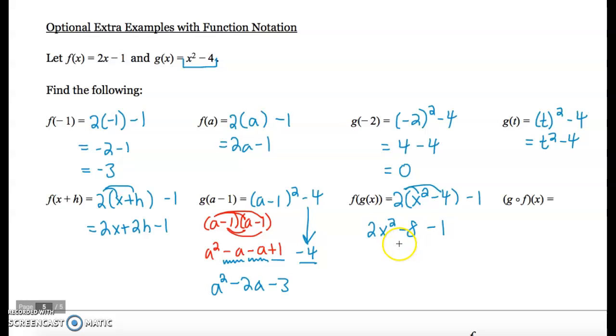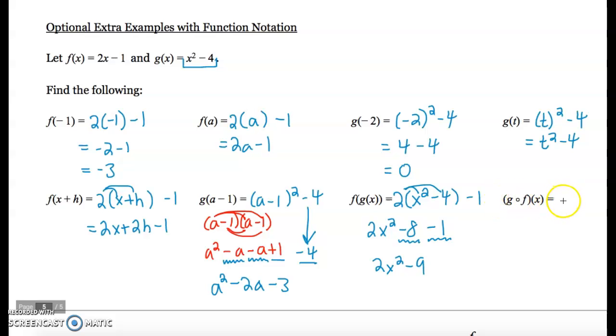No, because I have some like terms I can combine. I got a negative 8 and a negative 1. So I have a 2x squared minus 9, and now have I simplified enough? No more parentheses, no more like terms I can combine. So I'm done. This is g of f of x, and remember another way to write this is funky.